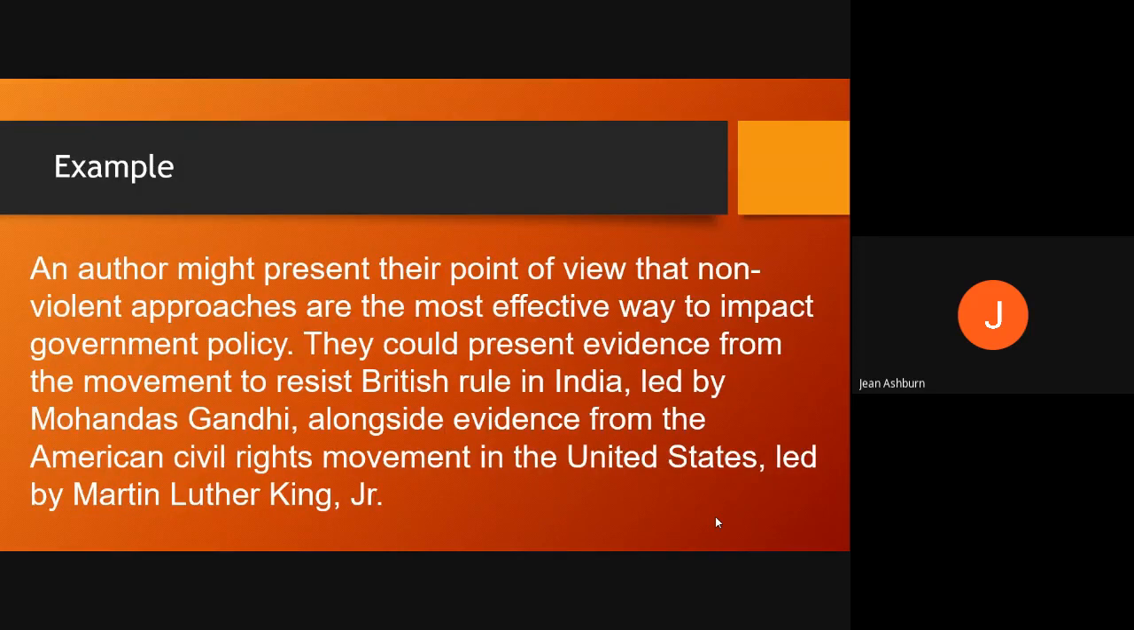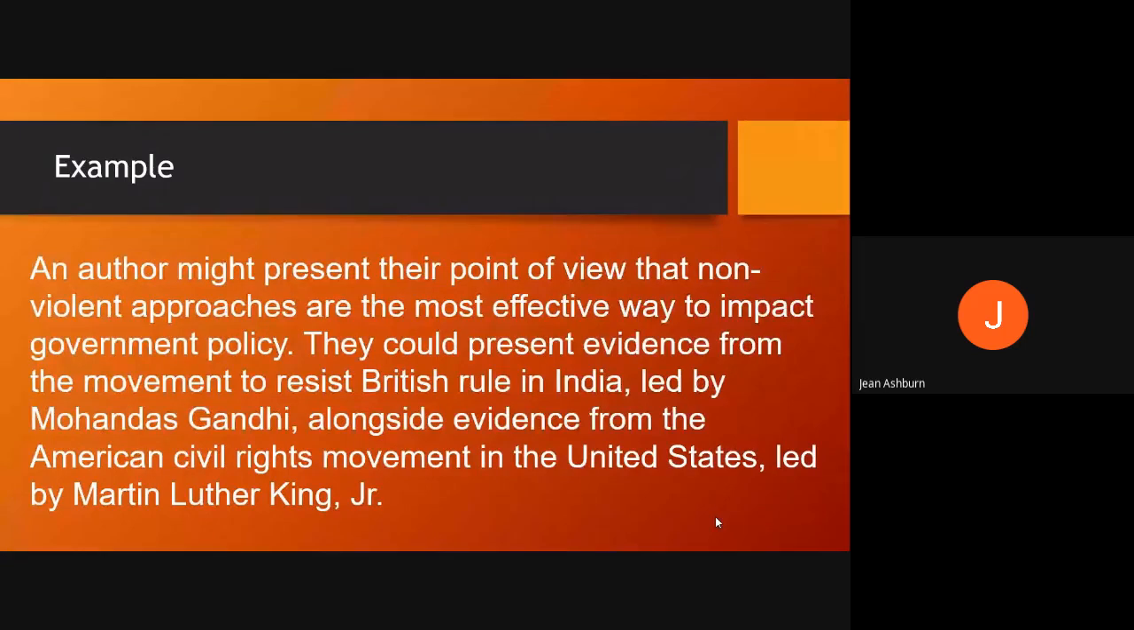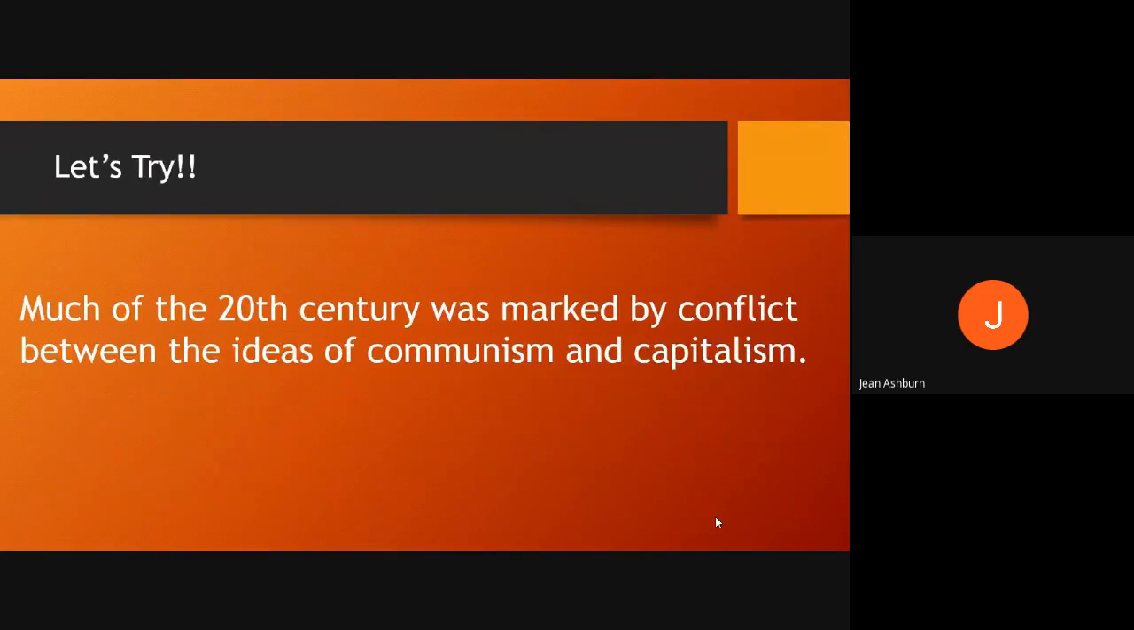For example, an author might present their point of view that nonviolent approaches are the most effective way to impact government policy. They could present evidence from the movement to resist British rule in India, led by Mohandas Gandhi, alongside evidence from the American Civil Rights Movement in the United States, led by Martin Luther King Jr. So now you give it a try.